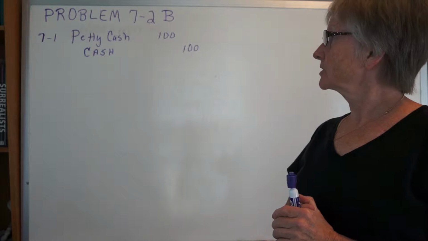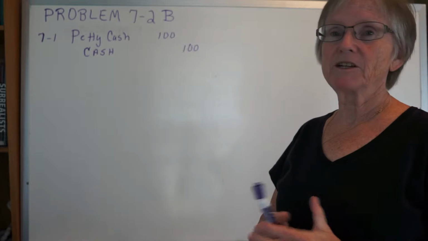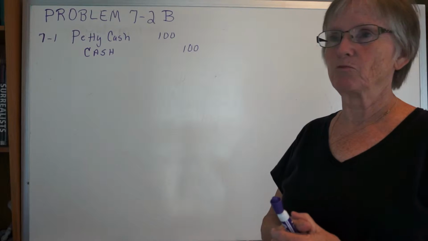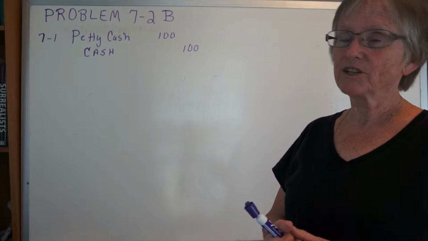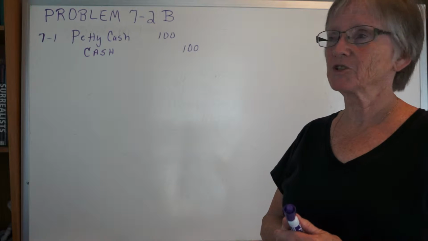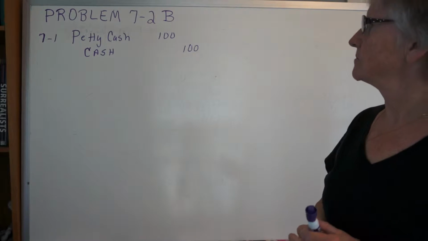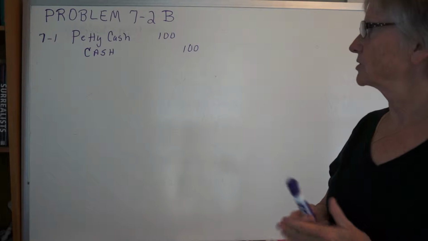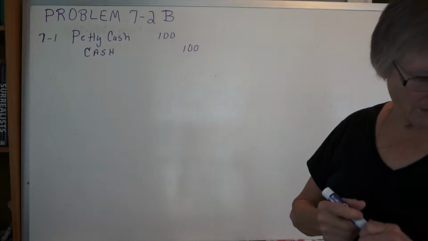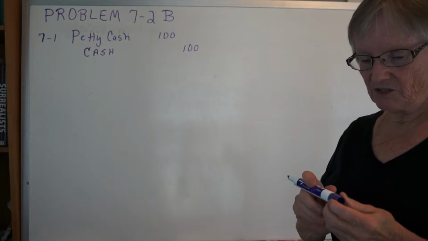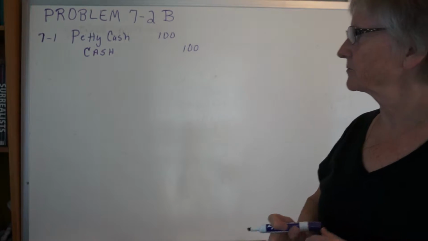So I've done that journal entry. We debit petty cash because we have more of that. And the cash came out of the main checking account, so that has less money in it. So that's the entry to set up the petty cash account. Okay, so then on the 15th, they replenish the petty cash account.